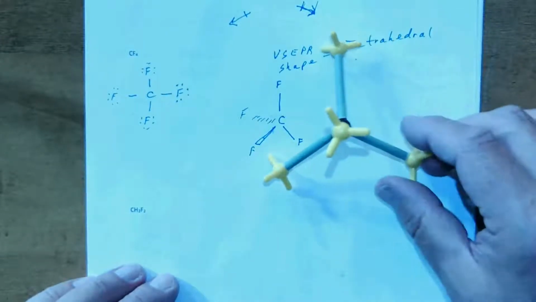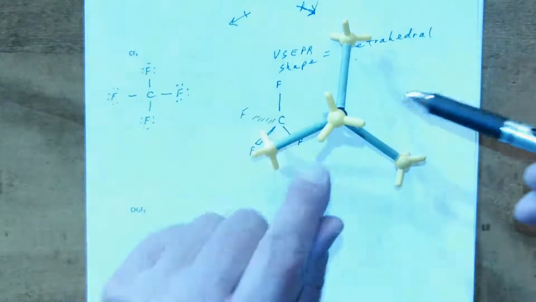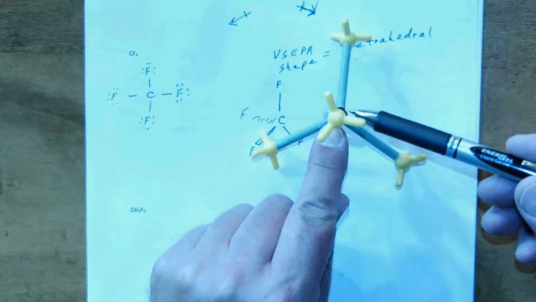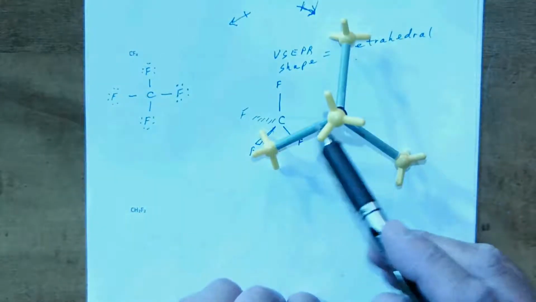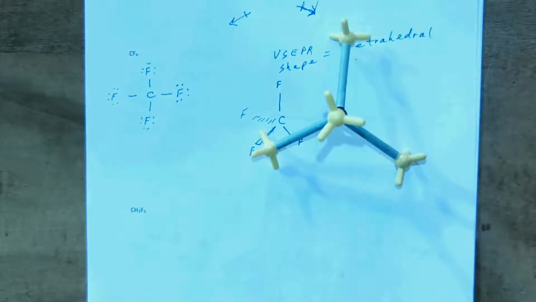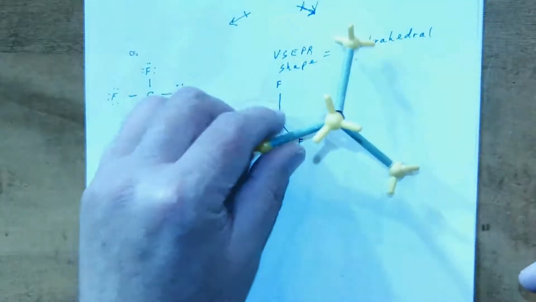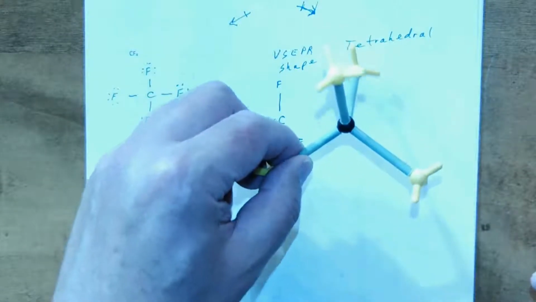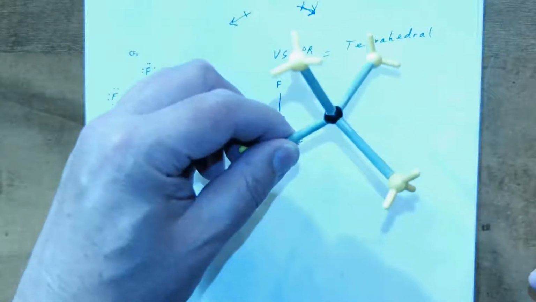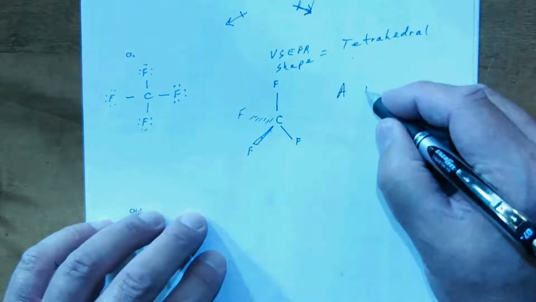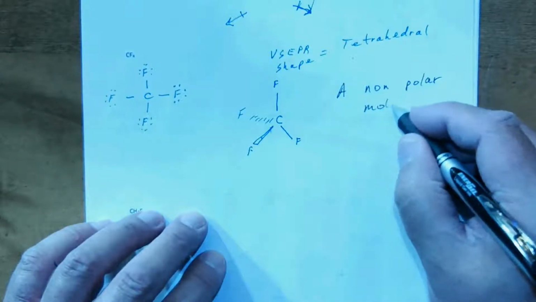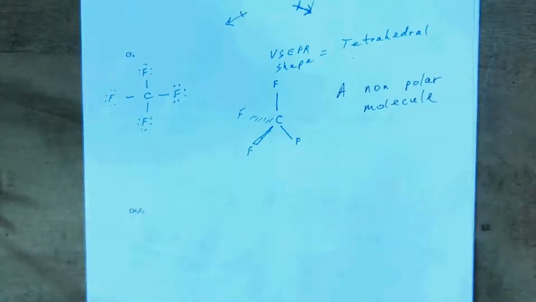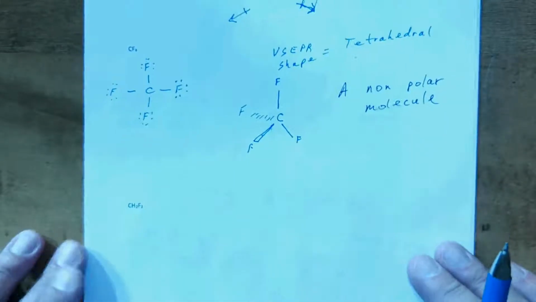So if you look at this one, it's quite symmetrical. If this is your boat in the middle, and this guy's pulling this way, this guy's pulling this way, somebody's pulling this way, and somebody's pulling straight up, those four forces, because it's so symmetrical, will cancel, and you would say this is a non-polar molecule.